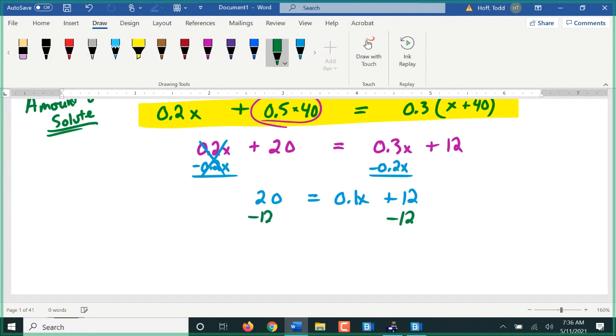Subtract 12. So 8 equals 0.1x. And we divide by 0.1. So 80 equals x.